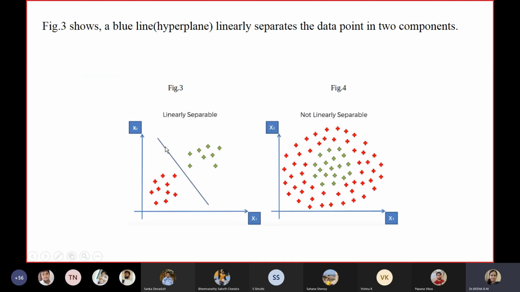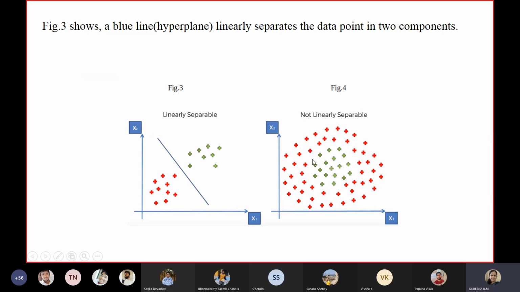Now you can see that here data points are linearly separable, right? They are clearly segregated into different classes. So this hyperplane linearly separates the data into two components.